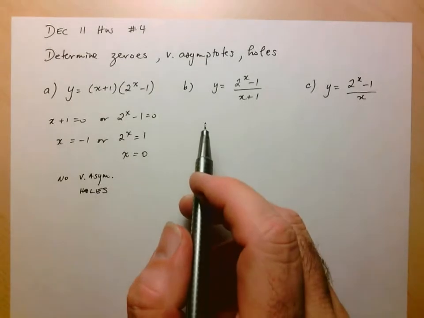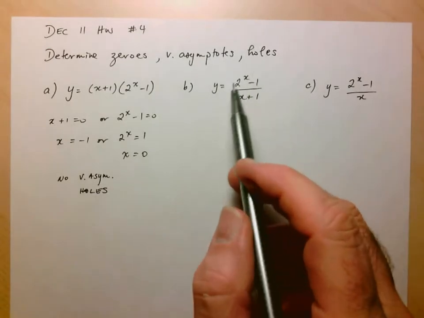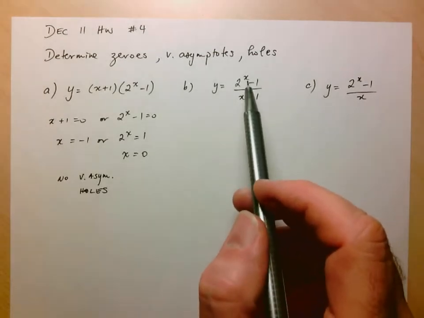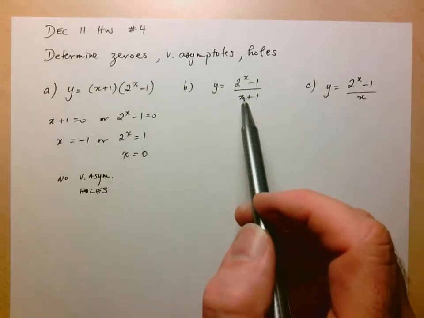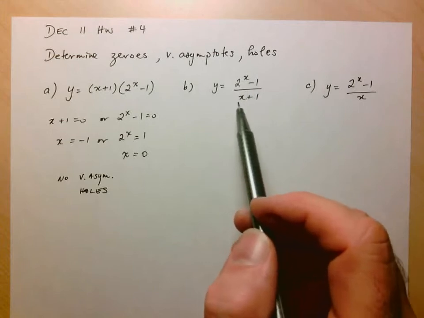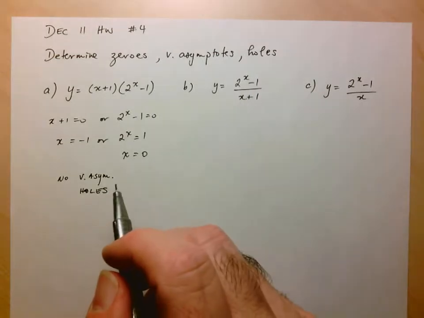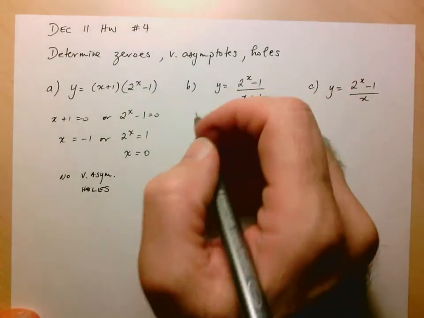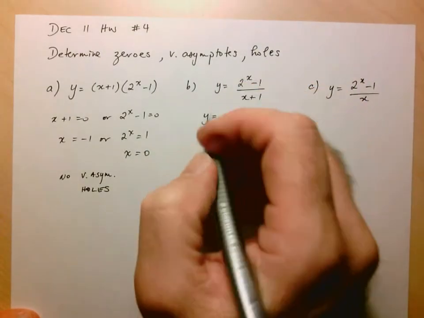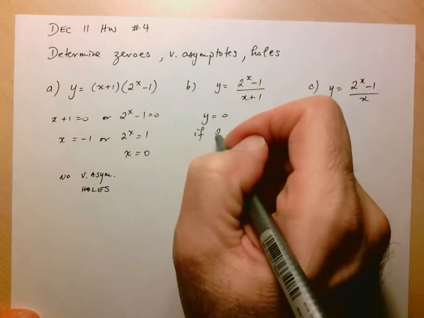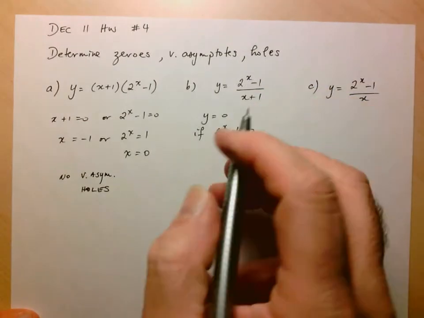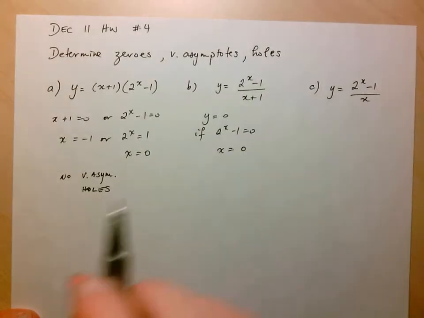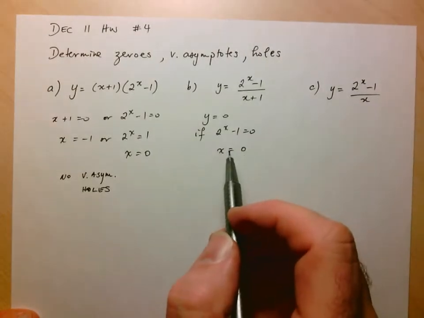Okay, so let's move on to B. When we have a quotient, we might expect there to be some restrictions. While these two functions both have domains of all real numbers, we see that -1 is going to make the denominator 0, so it's not part of the domain. But again, let's start with the zeros. Here y will be equal to 0 if the numerator is equal to 0, which we've already solved. So x equals 0 is going to be an x-intercept.